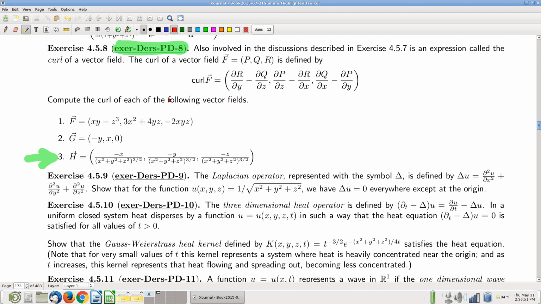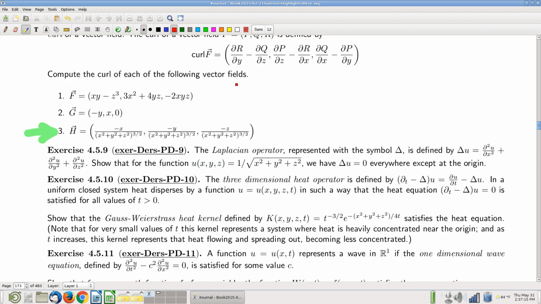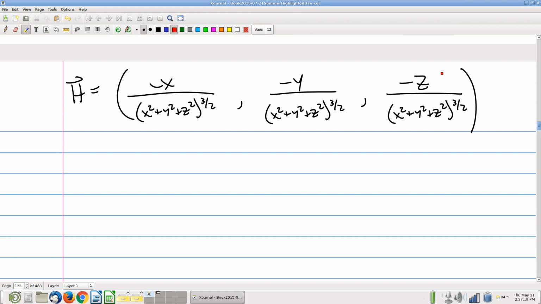Okay, so I'm going to do the first couple of these, and I'll let y'all do the rest of them, and it's going to be highly analogous. So we're going to start off with the partial of R with respect to Y. So R is that one. So we're going to take that thing, and we're going to take the partial with respect to Y.